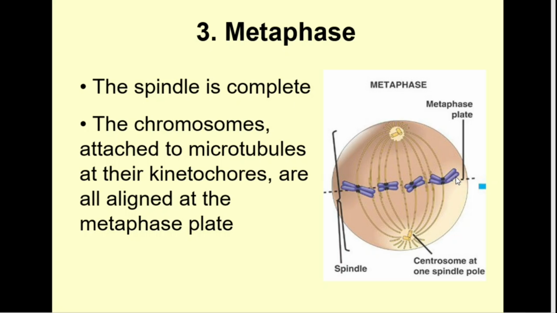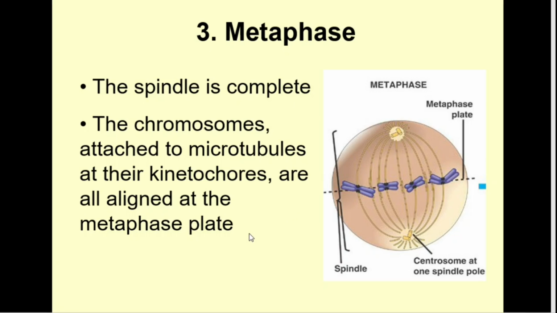Now, clearly, if this was one of our somatic cells, instead of having 4 lining across there, we would have 46 lining across there. That would be a little bit messy to put in this diagram. But metaphase is where we have our chromosomes aligned along the middle of the cell. So the chromosomes attached to microtubules at their kinetochores are all aligned along the metaphase plate.